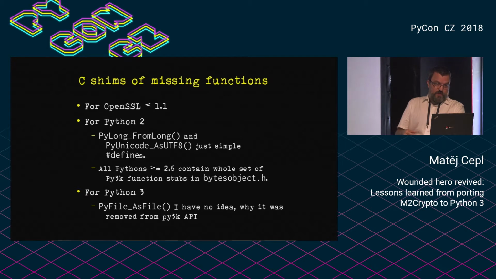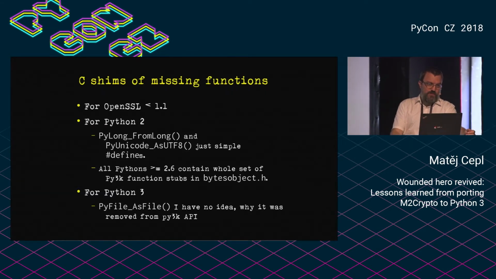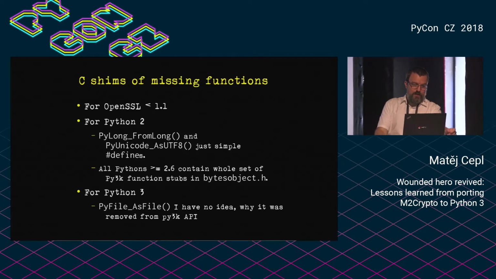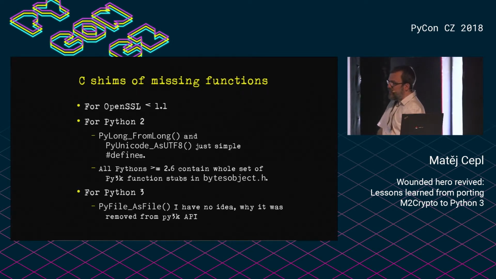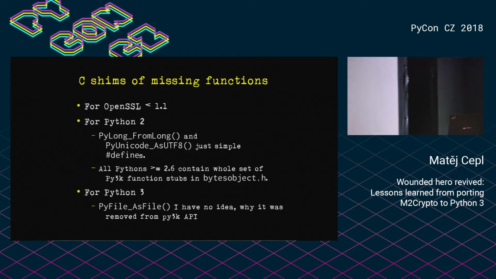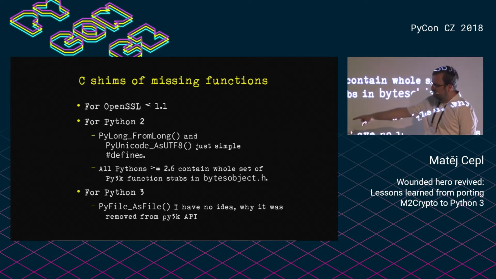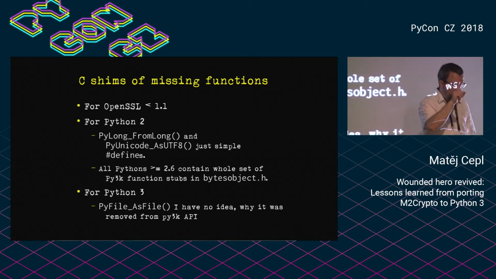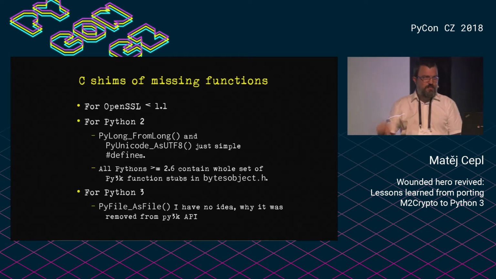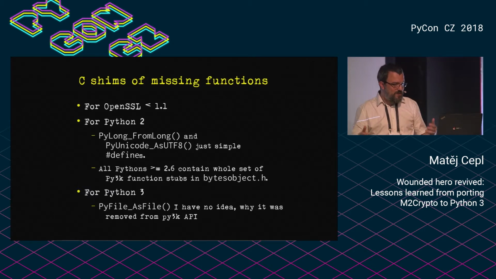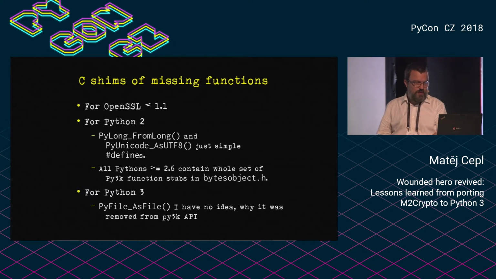On the other hand, in Python 3 there were some very useful functions which I used in Python 2, and they are gone from Python 3. I don't know why. PyFile_AsFile: you put in a Python file object as the input, and it returns the FILE, all capitals, from glibc, which is a very useful thing to have. I don't know why it got removed from Python 3.